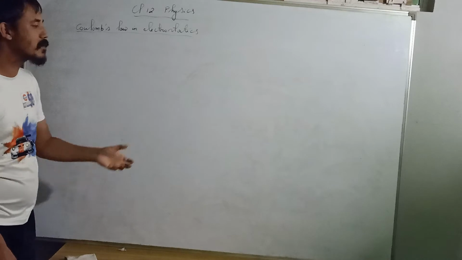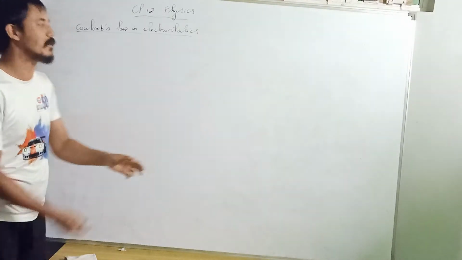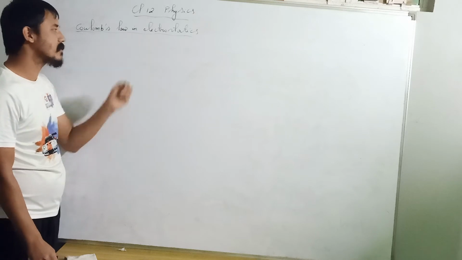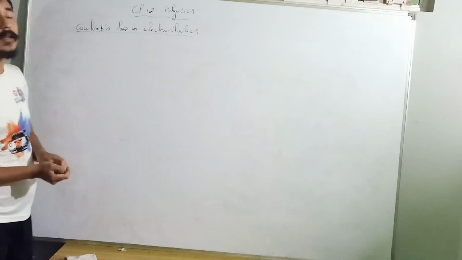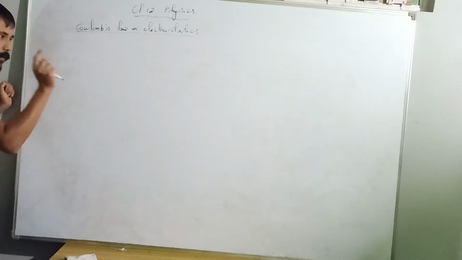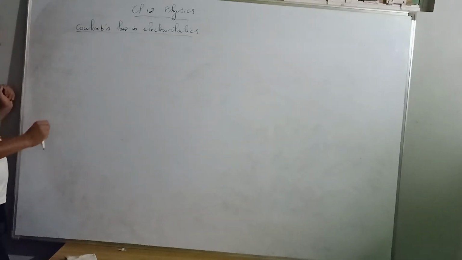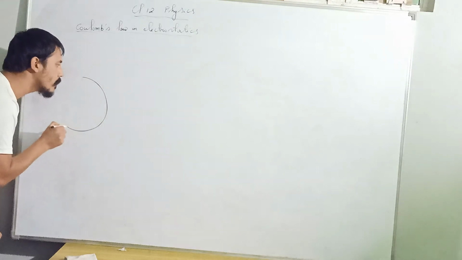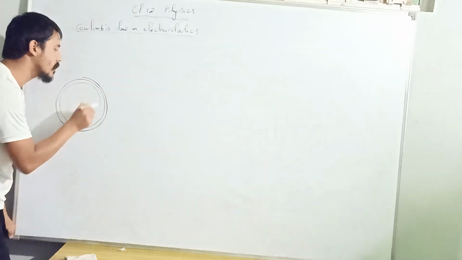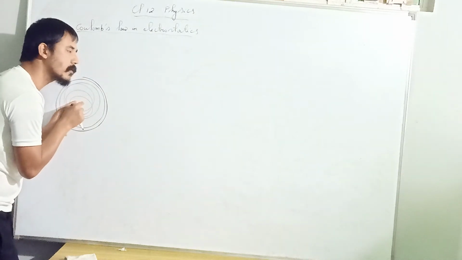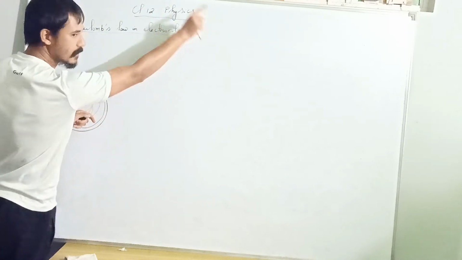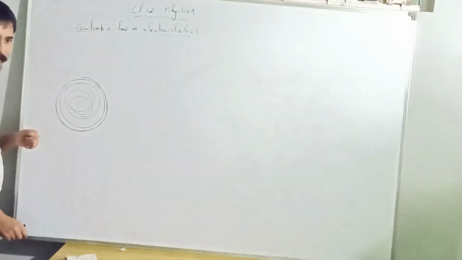Permittivity, the word itself means permit. It's permitting the two charges to interact. Permittivity means it is permitting its own field, its own medium, to go and break that force. Don't let them interact. Are you getting me?